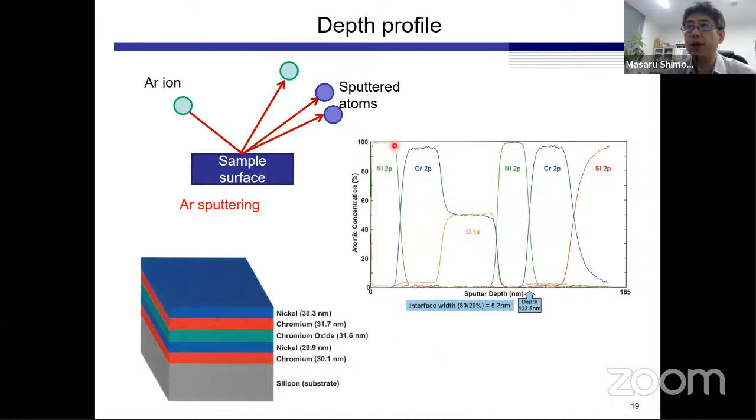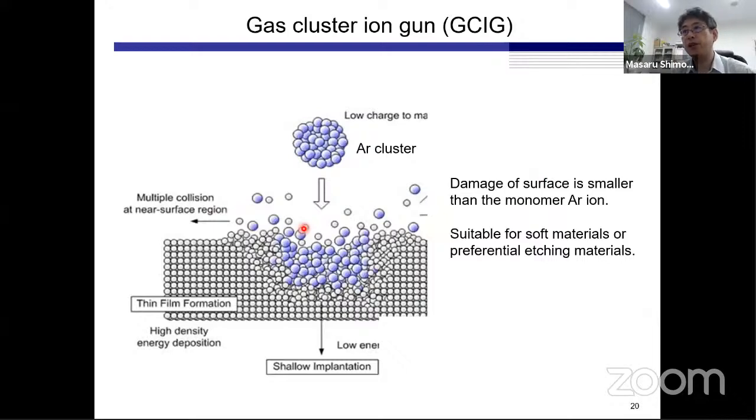First, nickel is observed like 100%. Then chromium starts. Then here, the oxygen and chromium are almost the same. It's a chromium oxide. And then nickel, chromium, and silicon. Like this, we can observe the elemental information by using argon ion sputtering. But argon ion sputtering sometimes gives damage to the surface. For avoiding that damage, the gas cluster ion gun, GCIG, is used.